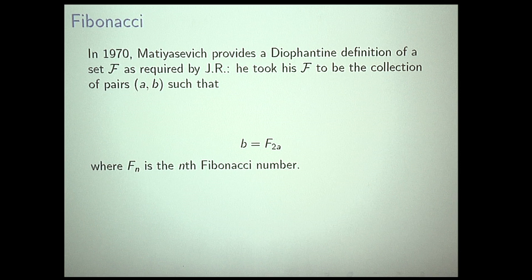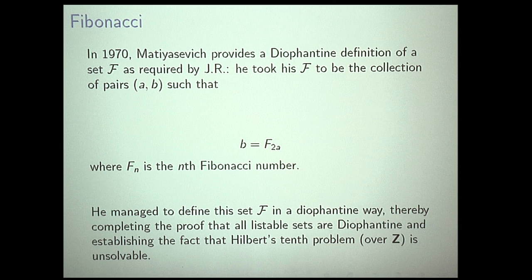It was 1970 when Matiyasevich actually provides a definition as required by Julia Robinson. He took his collection to be the collection of pairs AB, where B was a Fibonacci number and A was essentially an index of the Fibonacci number. You could easily show that it satisfies Julia Robinson's conditions, but there's work also to show that this is definable in a Diophantine way, and he did this thereby completing the proof.